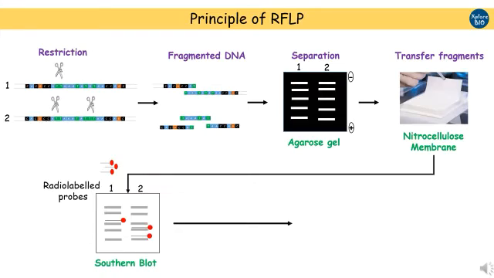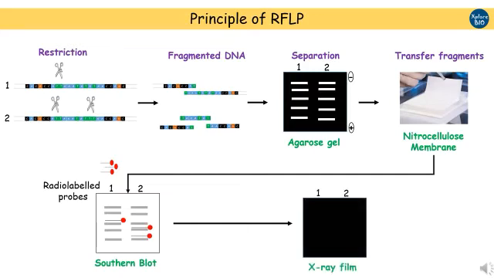To visualize the different DNA fingerprint patterns between the individuals, X-ray film is applied to the blot and allowed to develop. The X-ray film shows the restriction fragment pattern of two individuals. Now you can clearly distinguish the two individuals based on their RFLP pattern.